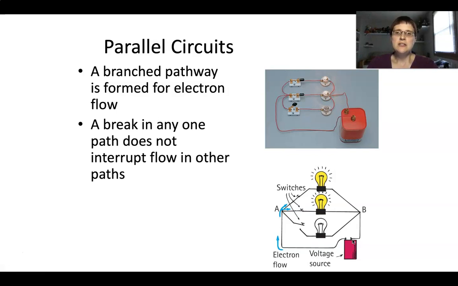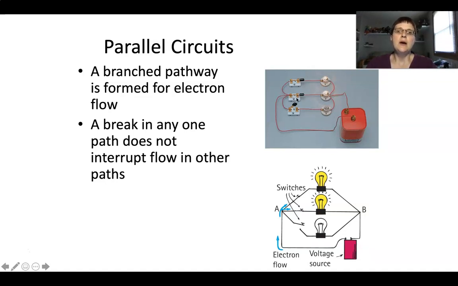And the advantage to these parallel circuits is that because there are branches, if you break one pathway, it doesn't interrupt the other paths. So you can see up here, they have an open switch just like we saw in the series circuit, and that light bulb is out, but the other two light bulbs are still lit up.